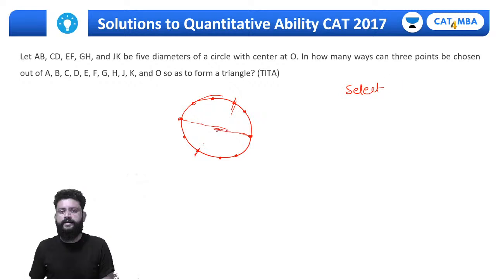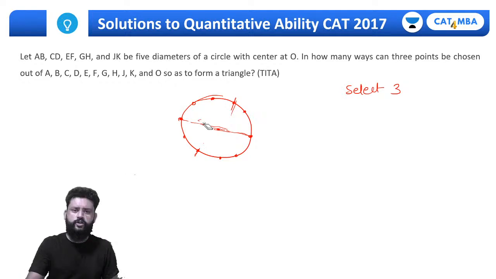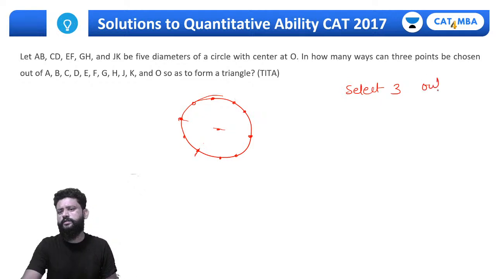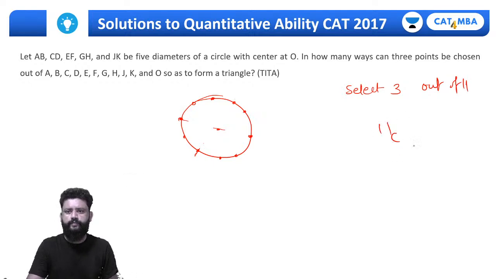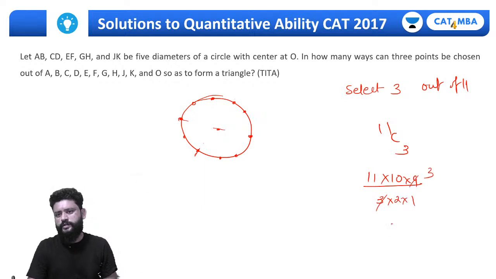Okay, selection of 3 points, but let's consider all these points are non-collinear. If you are given non-collinear points, then simply your answer should be: select 3 points out of 11. So the answer must be 11C3, that comes out to be 11 into 10 into 9 over 3 into 2 into 1. So it is 330 divided by 2.